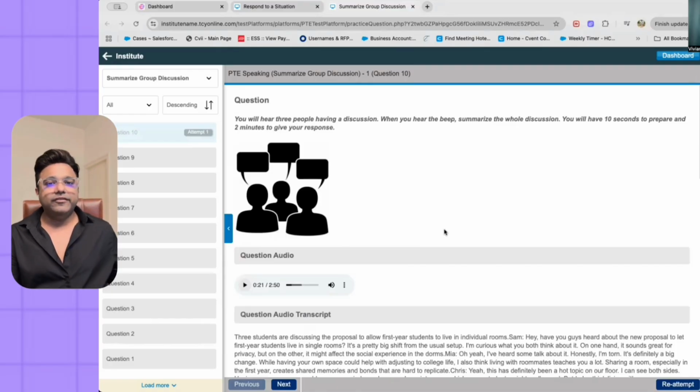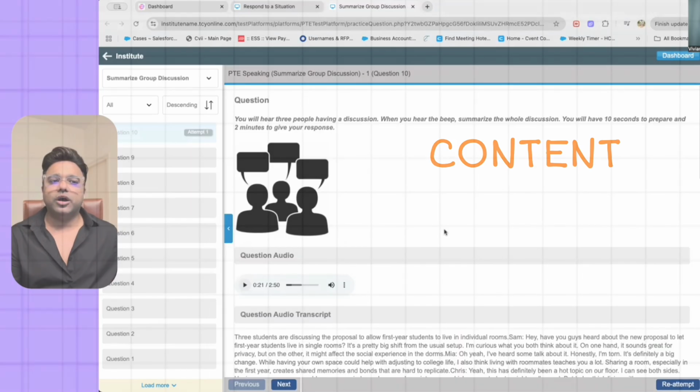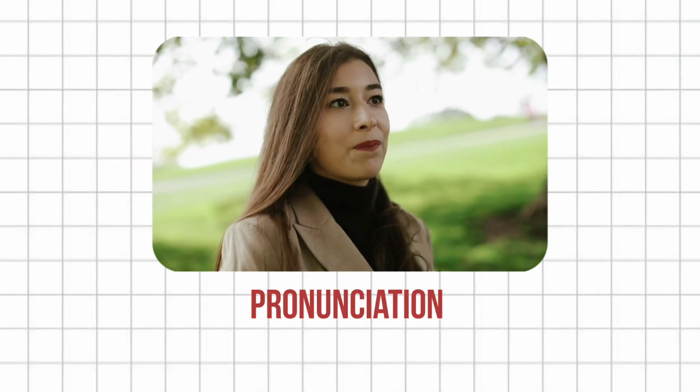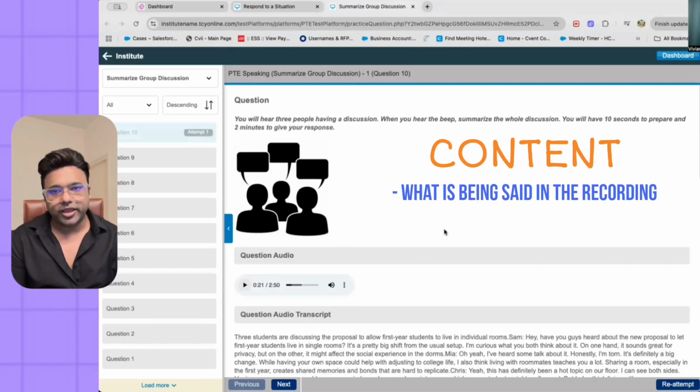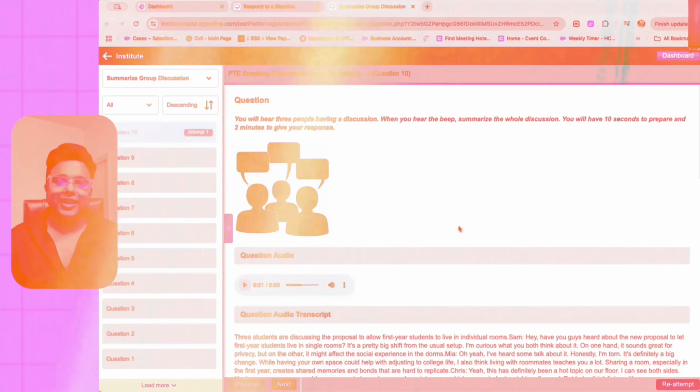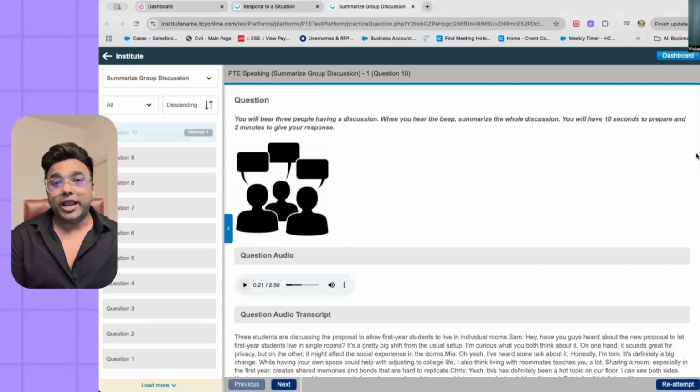Now, once again, for this particular question, you are scored on your content, you are scored on your oral fluency and pronunciation. Remember, content is purely based on what is being said in the recording versus what you are saying in your recording when you're recording it. Oral fluency, like I said in the earlier question type, is at what speed you're delivering. Remember, no starts and stops. The more you pause, hesitate, etc., you lose marks on the oral fluency part of things. And the last thing is pronunciation. You have to pronounce your words correctly and in the most appropriate manner to help you get that score.